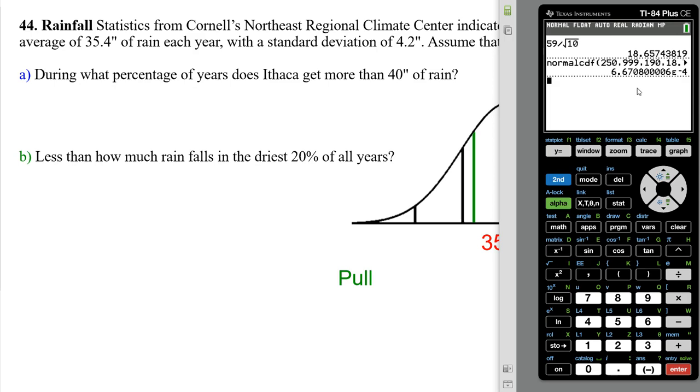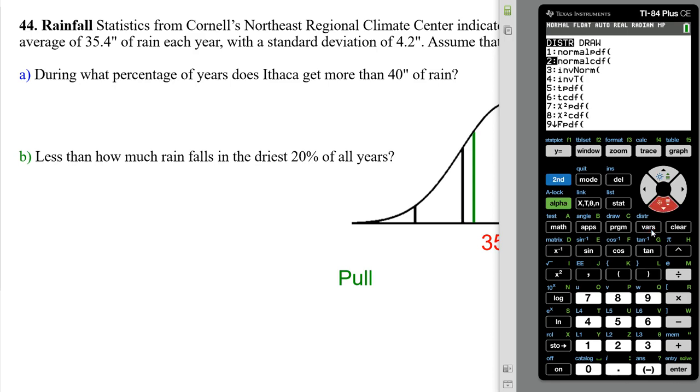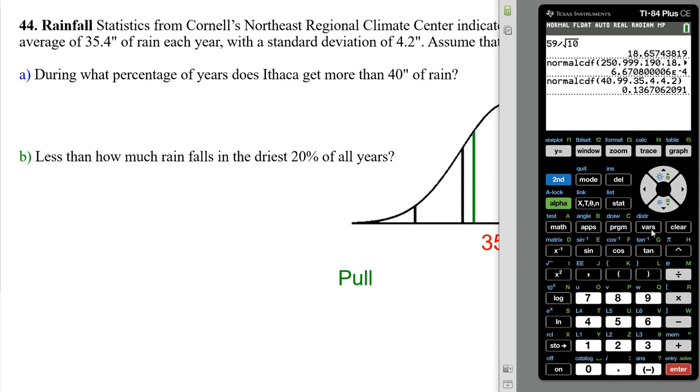So I'm going to press second variables to get to the distribution menu, normal CDF. The lower limit is going to be 40 inches of rain. Upper limit, we'll just do 99 inches. That'll be plenty of standard deviations of z-scores, right? So centered at 35.4 with a standard deviation of 4.2, and then hit paste. So it looks like the probability of having annual rainfall in Ithaca in any given year is going to be 13.6%, or you can round to 13.7%.